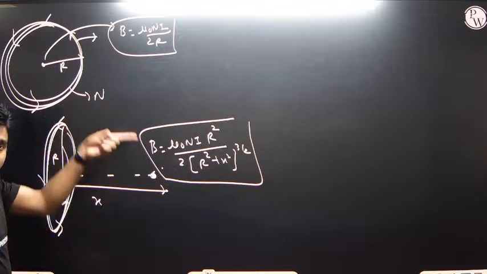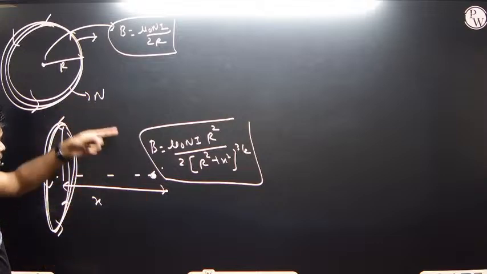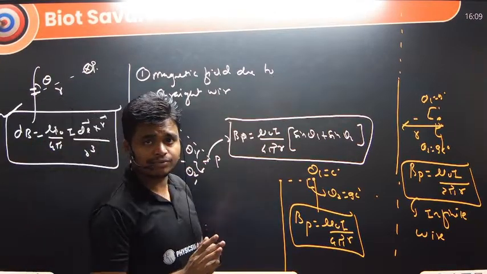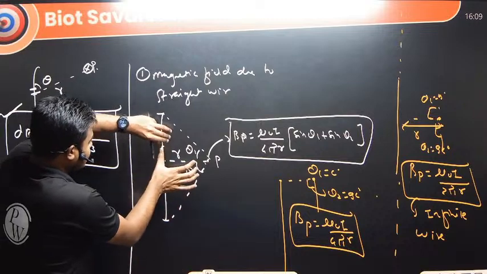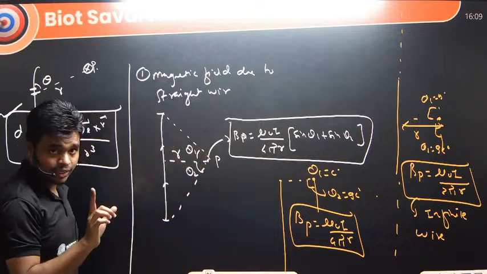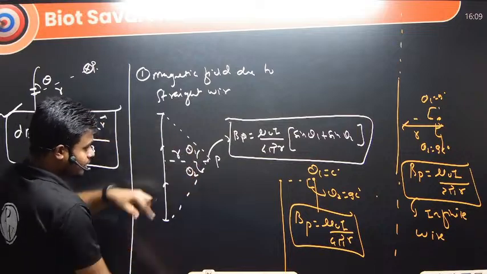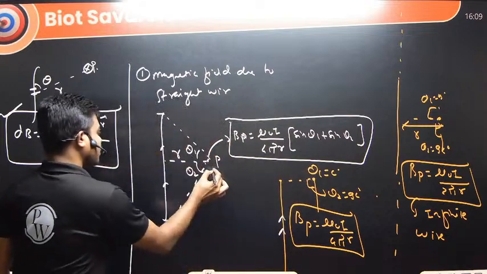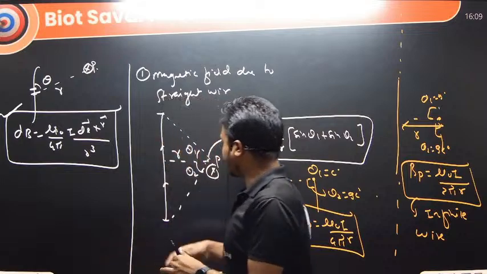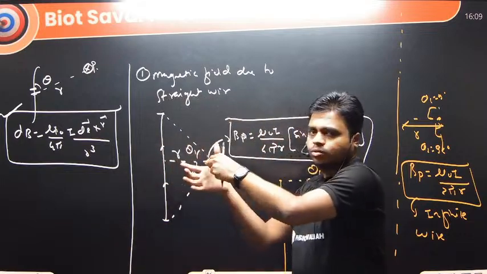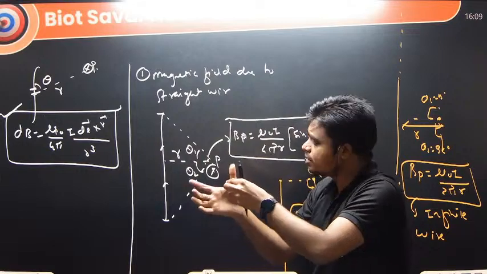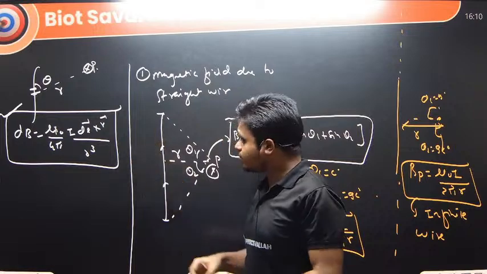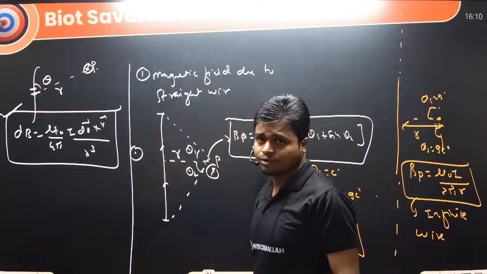So if the ring is like this and the current is in this particular manner, this is the point where we have to calculate the magnetic field. What is the direction of the magnetic field? This is the direction of the current, and the magnetic field is going inside. Remember, inside we represent with a cross, and if it is coming outside, we use a dot. Rotate your fingers in the direction of the magnetic field, and the thumb should represent the direction of the current. So at this particular point, the magnetic field is coming outward.